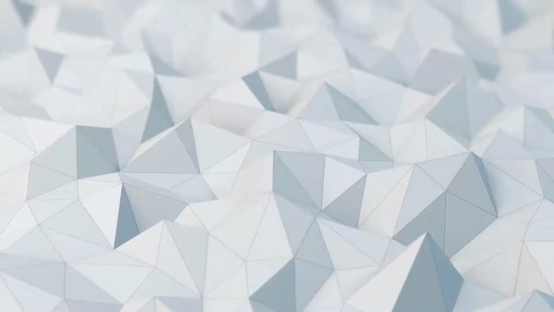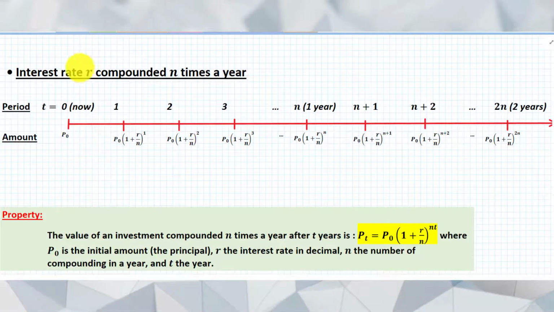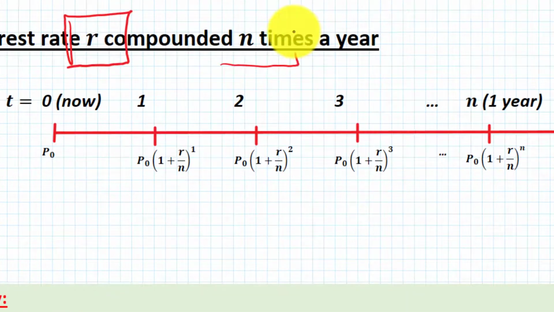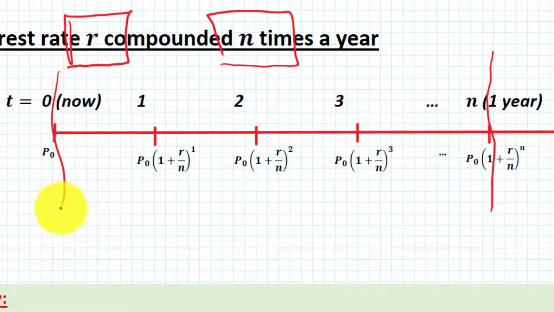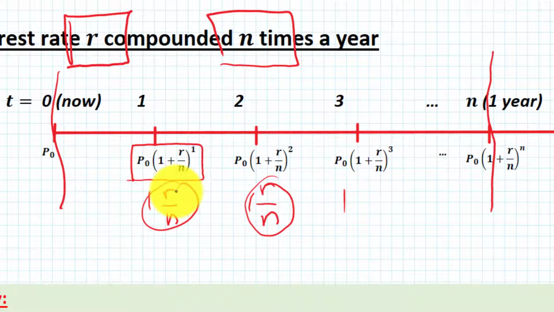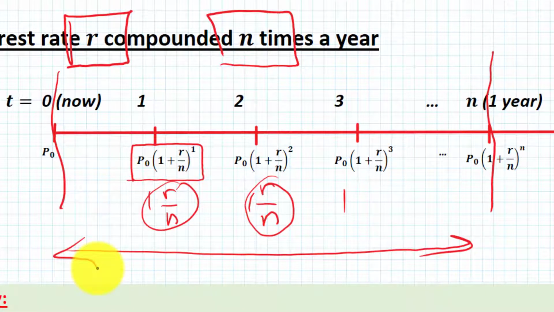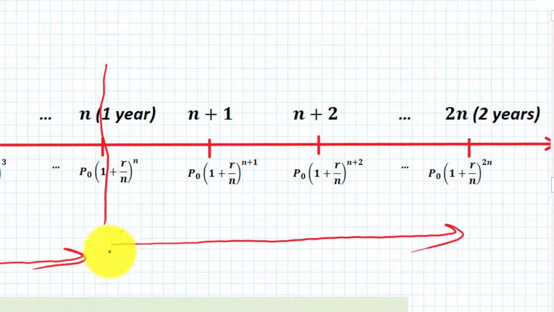Let's generalize now. This timeline describes a yearly interest rate of R compounded n times a year. I take a year and divide it into n compounding periods, and at the end of each compounding period I add the interest rate of R divided by n. At the end of each compounding period, that's going to be my interest rate. How many compounding periods in 1 year? N compounding periods. And then the second year you're still going to have n compounding periods.